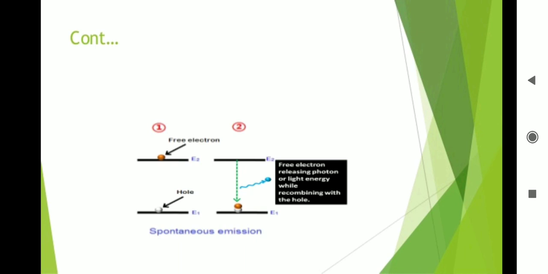Let us now understand the process of stimulated emission. This is the most important process in the formation of a laser. In this process, the amplification of light takes place.